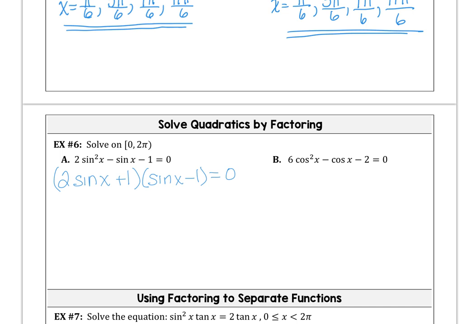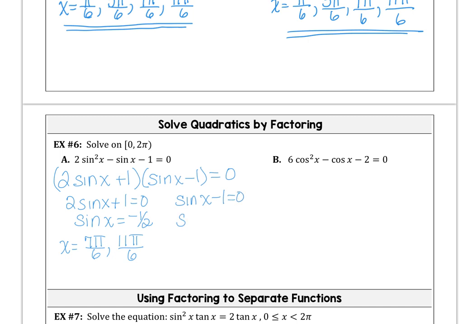Solving the first factor, when is 2 sine x plus 1 equal to 0? That happens when sine of x is negative 1/2, and those angles are 7 pi over 6 and 11 pi over 6. And then solving the second factor, when is sine of x minus 1 equal to 0? And sine of x is equal to 1 when x is pi over 2. So we had 3 angles that met those conditions.